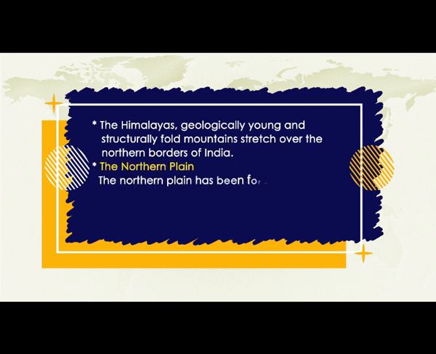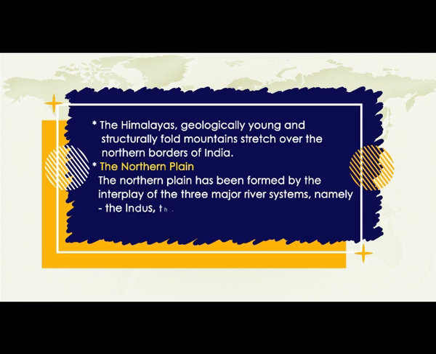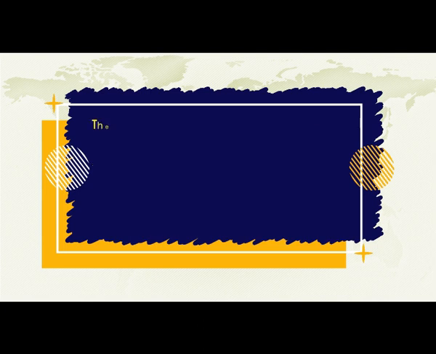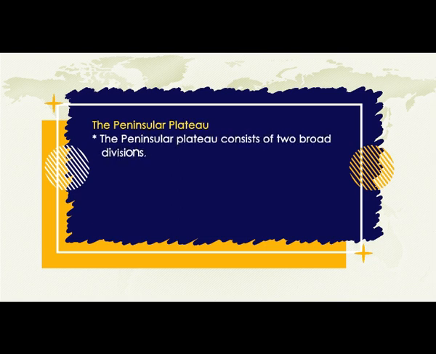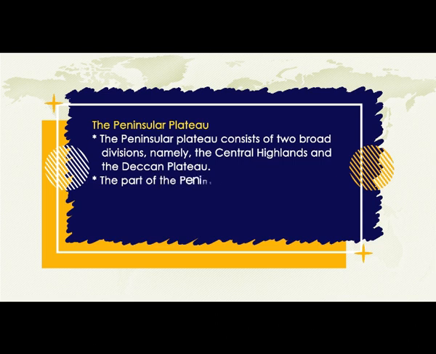The northern plain. The northern plain has been formed by the interplay of the three major river systems, namely the Indus, the Ganga, and the Brahmaputra, along with their tributaries. The peninsular plateau. The peninsular plateau consists of two broad divisions, namely the Central Highlands and the Deccan Plateau.